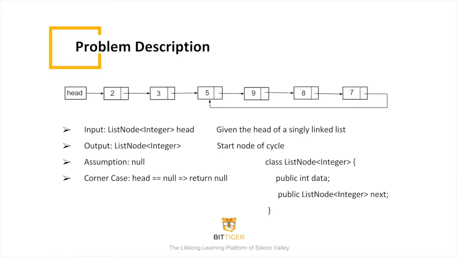Let's see the problem's signature. The list node class is defined on the right. The input is the head of a singly linked list of the list node class. The output is the start node of the cycle. And the corner case is if the head is null, we return null.